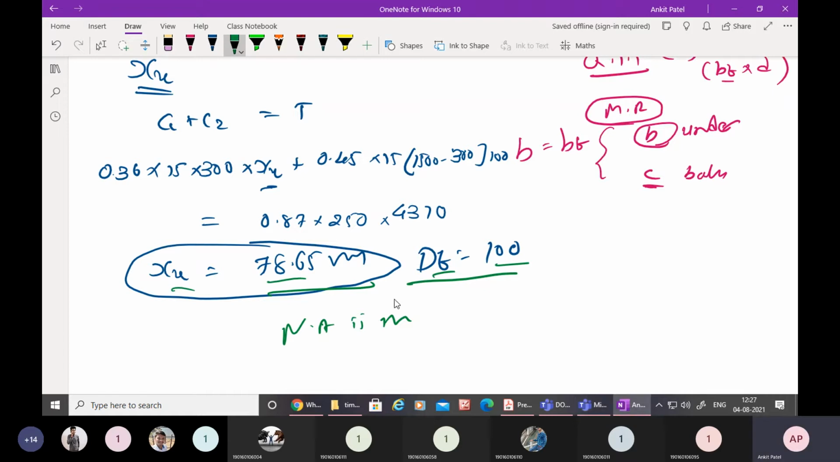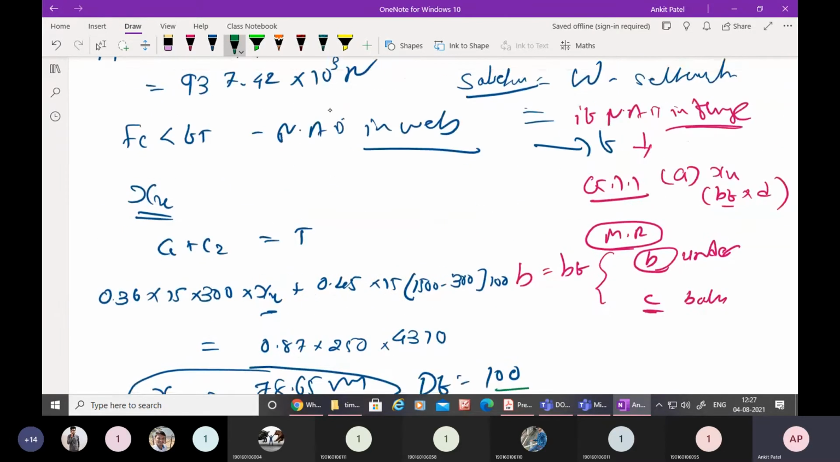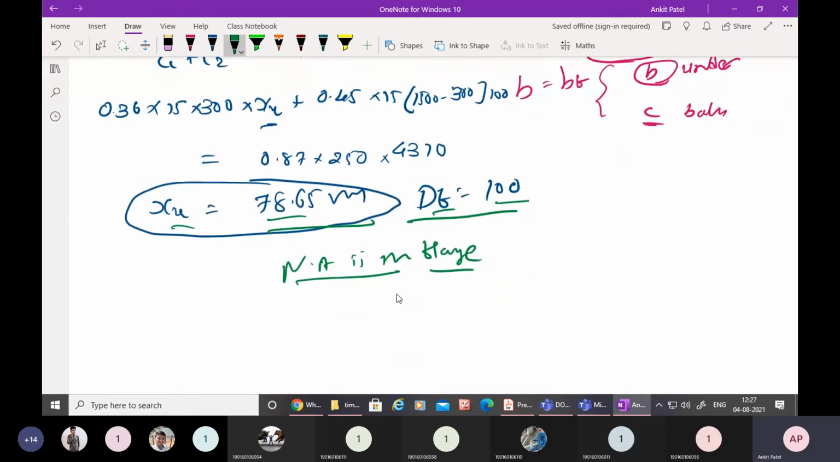Yes, please reply. Where is the neutral axis? Yes, the neutral axis is in the flange. But previously we encountered that the neutral axis is in the web. So there is some confusion between these two. So we need to recheck and recalculate the value of XU using the same equation, but in this equation we need to change this DF to YF.